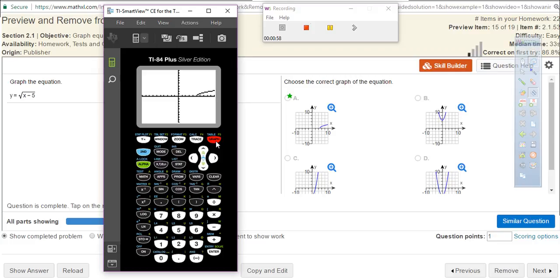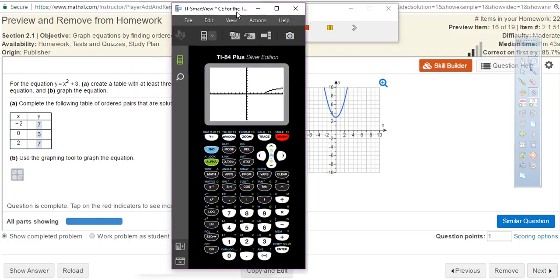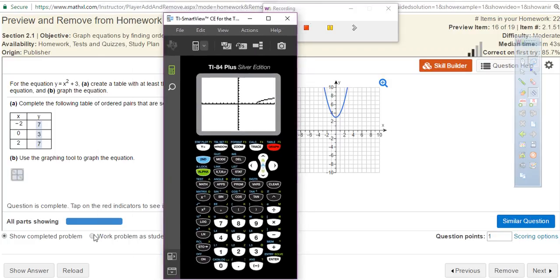So think about this, practice it a couple times, and watch it as needed. All right. So obviously our answer is A. So we'll go to the next question, and let's do this. I'm the teacher here. Let me work this as a student so you can get to see the answers.